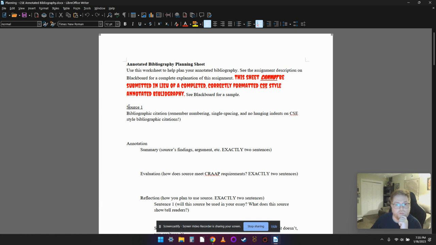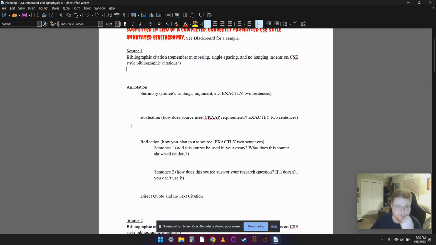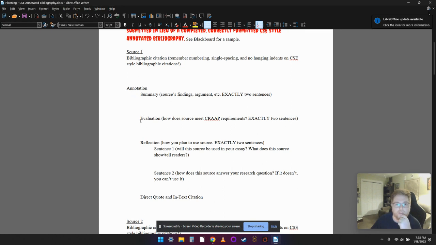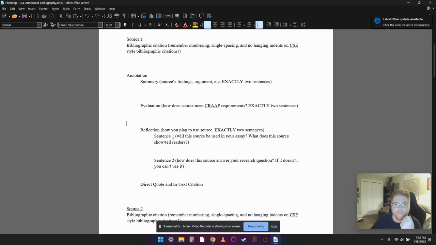But when you find your first source, make your bibliographic citation in the same way we did with the CSE practice. Then write your annotation. Two sentences of summary. This is what they were looking for. This is what they found. Then two sentences of evaluation. How does the source meet CRAP requirements? Two sentences of reflection. How will the source be used in your essay? What does the source show and tell readers?